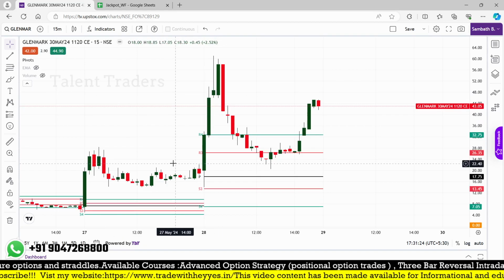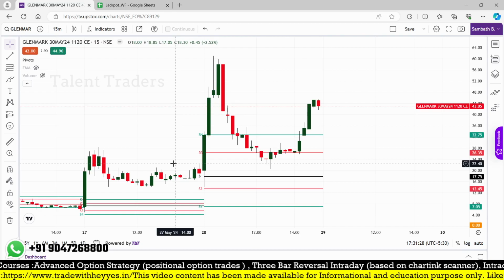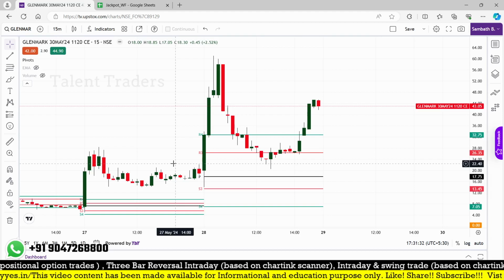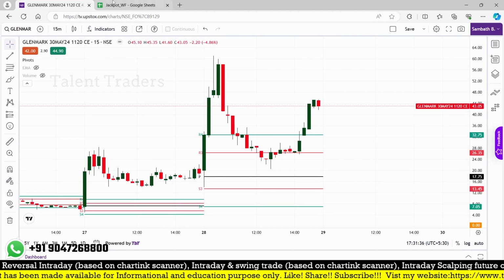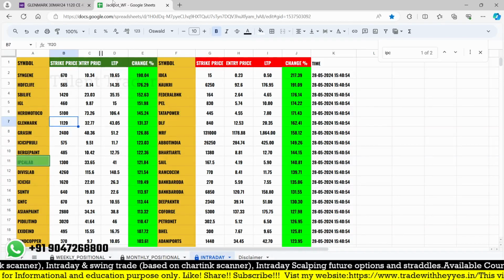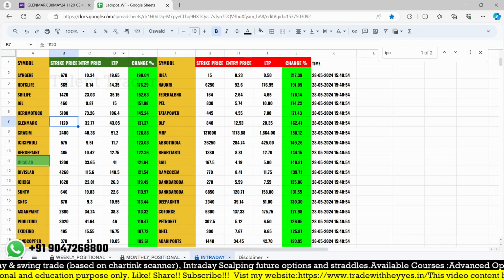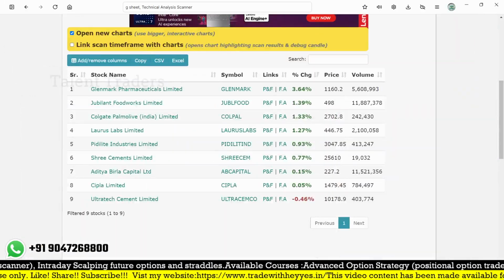So what we call a valid entry is that the strike price should not break the R4 level in the first candle. If it breaks in the first candle, I'm ignoring the stock, because almost 183 stocks we are looking at to find 3 to 4 stocks. How to find them? That is the main logic. So I'm using a simple condition, and I ignore that particular stock, Glenmark.